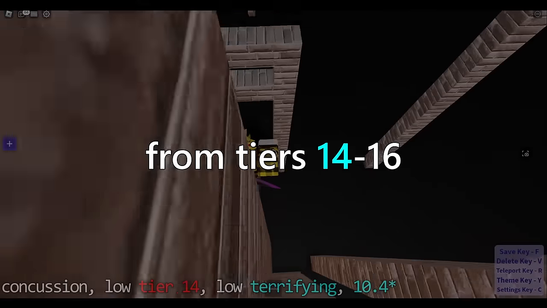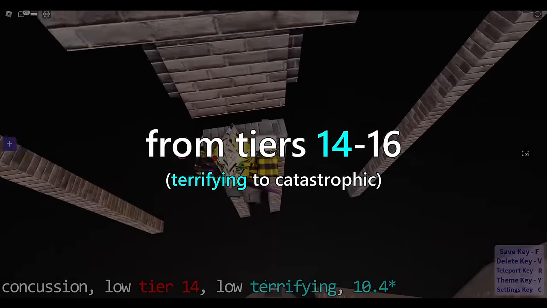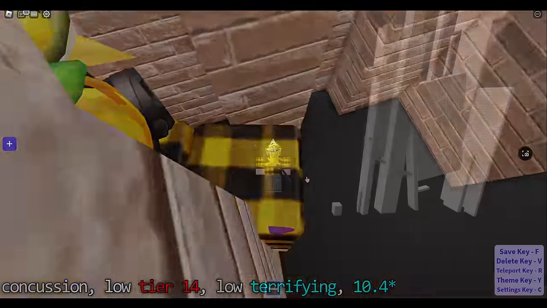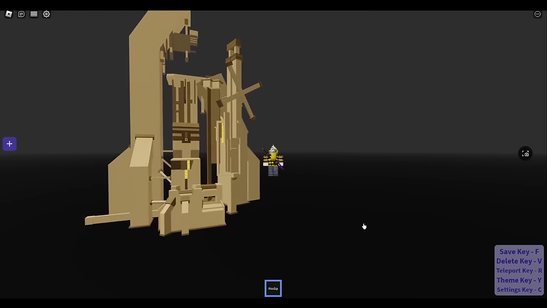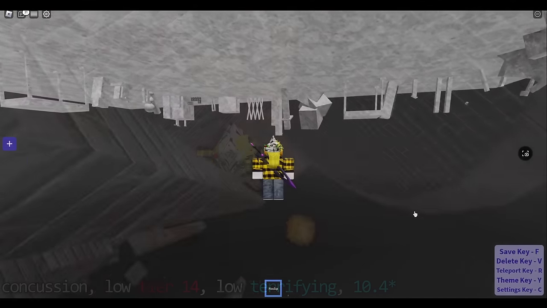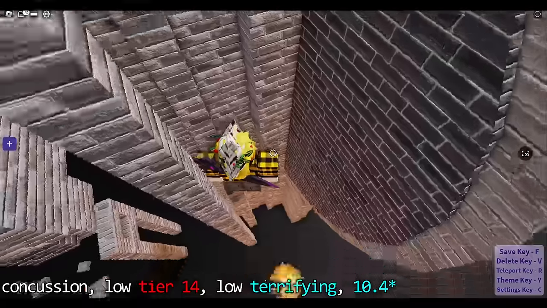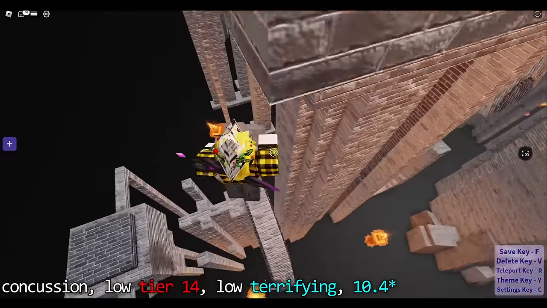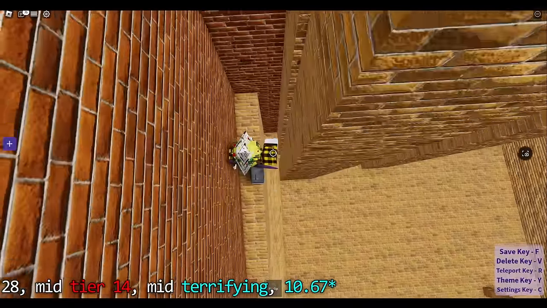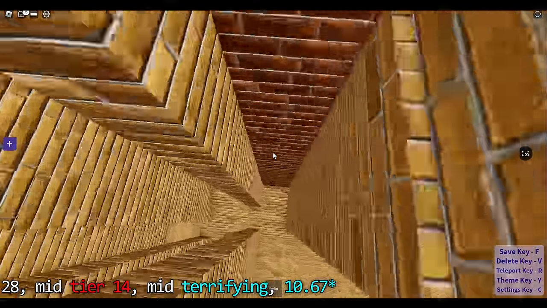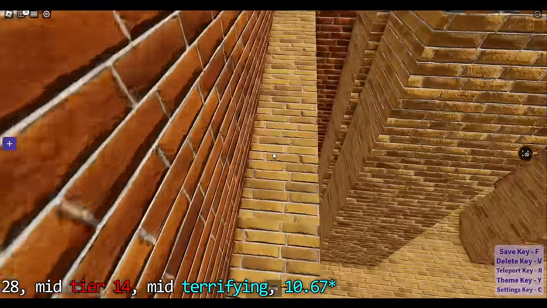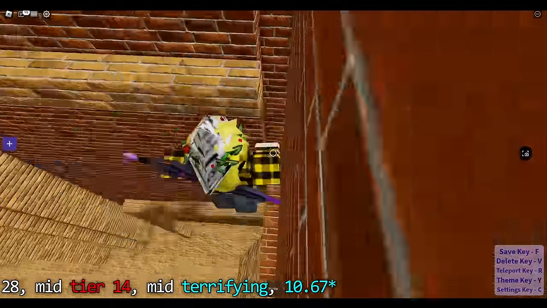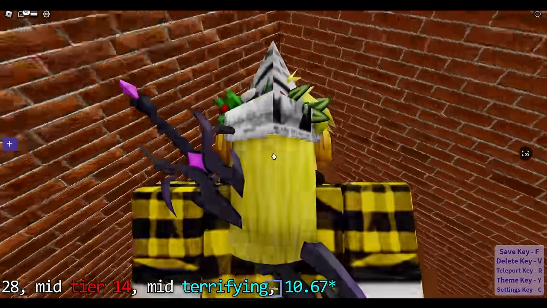From tier 14 to 16, or Terrifying to Catastrophic, this is where obbies transition from either being short and hard as hell, or long and easy, to almost only longer and hard as hell. The shorter obbies that do exist are so hard that they are basically impossible. Take this one for example, called 28. It's a relatively short tier 14 obby that I can't even do the first jump of, and I actually can't even do the majority of the obby due to how ridiculously hard these jumps are.